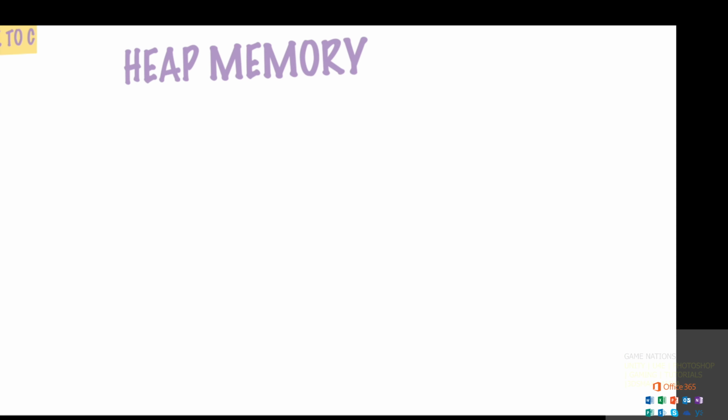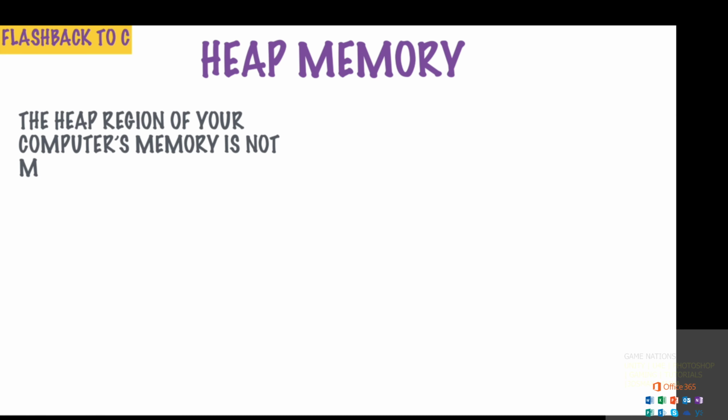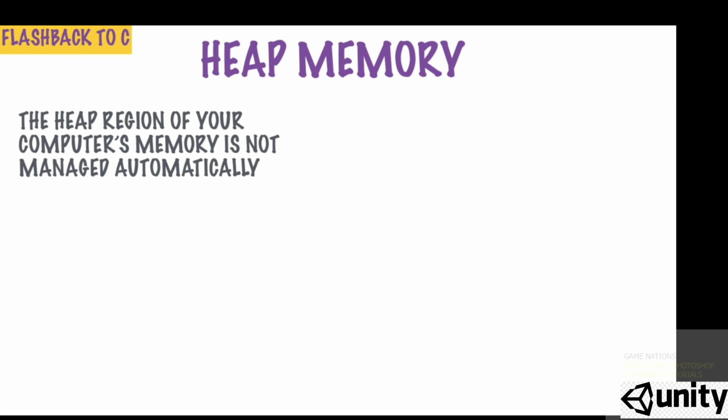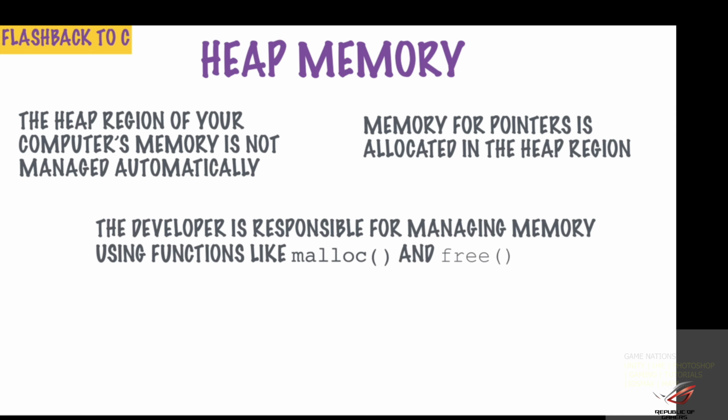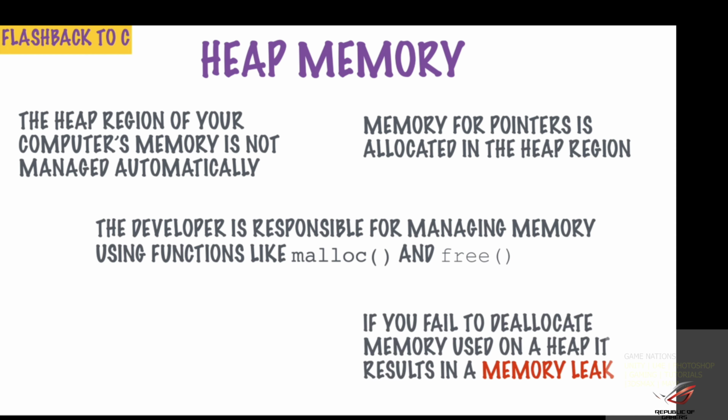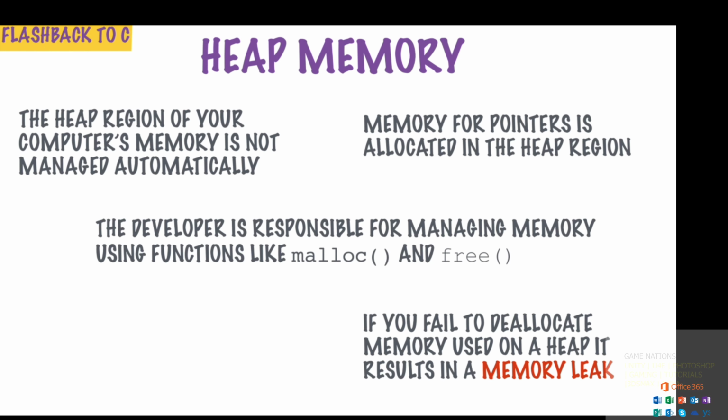When you use malloc to instantiate memory for a pointer, whatever the kind of pointer it is, it goes in the heap region of your computer's memory. This region is not managed automatically and is used for memory for pointers. The developer is responsible for managing memory in this region. He can use functions like malloc and free to do so. If a developer forgets to free a piece of memory that she has used earlier, then that can result in a memory leak. Memory leaks basically can cause your program to run out of memory.